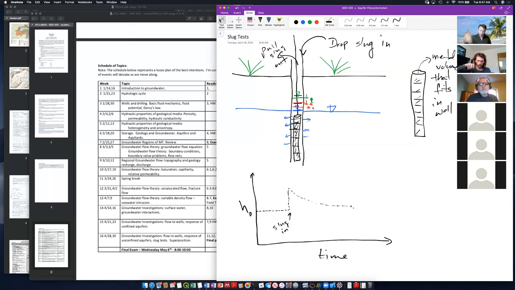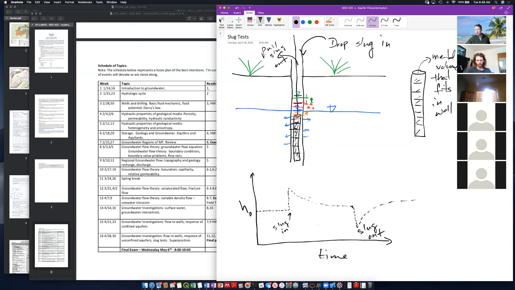We just pulled instantaneously a bunch. It's exactly like pulling out instantaneously a bunch of water. So if I pull the slug back out, my water level is going to drop. And then it's slowly going to refill. Now I've got lower head in my aquifer, and then it will refill back up to the initial. So we get this kind of curve. Here's slug out. Slug in, decay, come back to normal water level. Slug out, we drop the water level and it comes back up to the original.